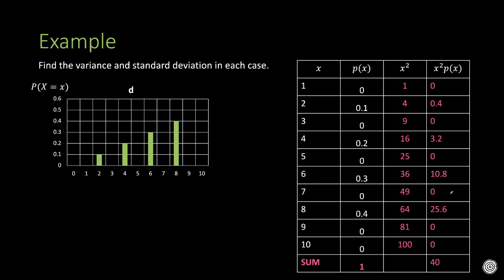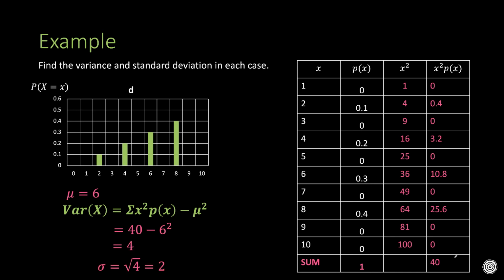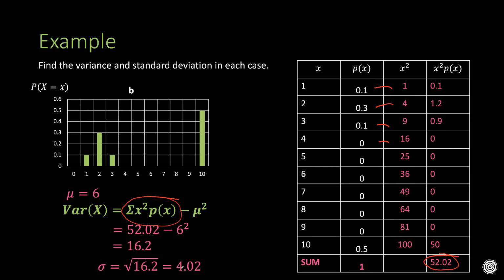And for question D, same thing. My x squared times my p of x all total to 40. So subbing that into the equation, I get 40 minus 6 squared, which is 4. And for the standard deviation, it's 2. As you can see, my scores are spread between 2 and 8. Here I got a standard deviation of 2, whereas in graph B, my scores were spread between 1 through to 10, and my variance was 4.